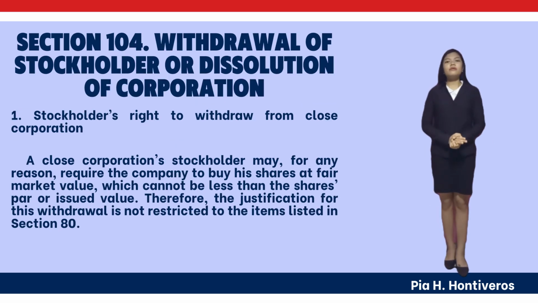Section 104 is about the withdrawal of stockholder or dissolution of corporation. A closed corporation stockholder may for any reason require the company to buy his shares at fair market value, which cannot be less than the shares' par or issued value. Therefore, the justification for this withdrawal is not restricted to the items listed in Section 80. However, before the corporation is forced to make such a purchase, it must have enough cash on hand to pay off its debts and liabilities, excluding capital stock. This serves to protect the interests of creditors who own preferential rights on the corporation's assets.